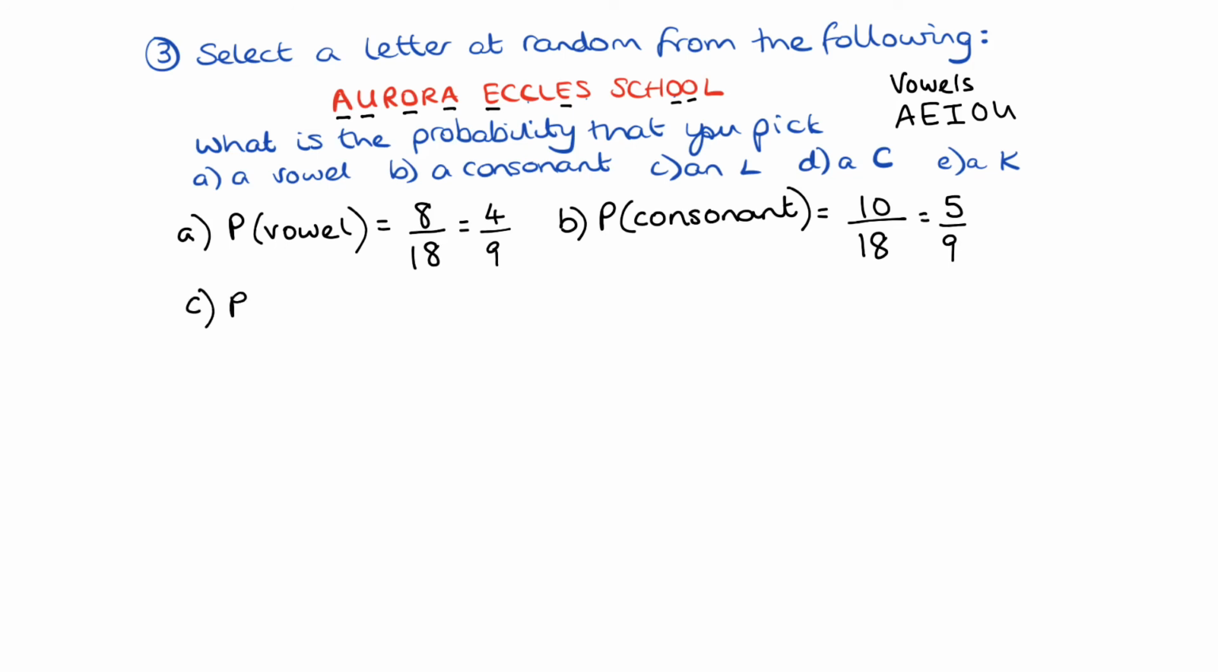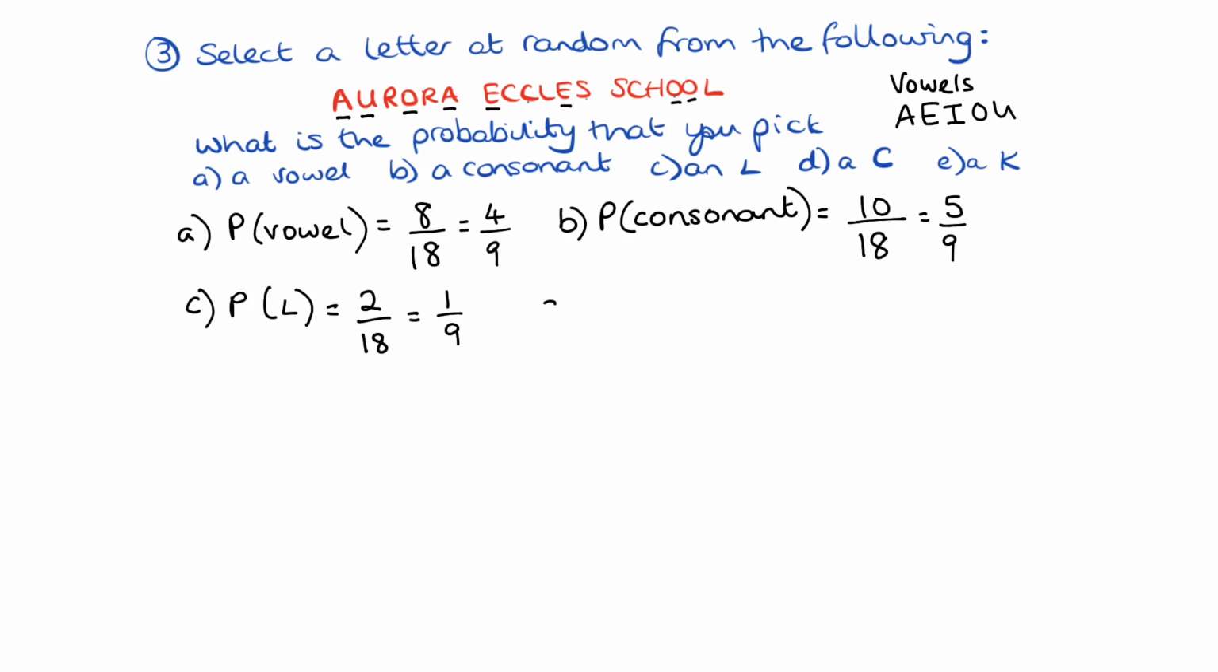This time, probability of getting an L. Well, let's have a look, see how many are L's. Right, so as we go through, we've got 1 there, and there's 1 at the end of school. So there's 2 L's. So, again, dividing top and bottom by 2 to simplify gives us 1/9.